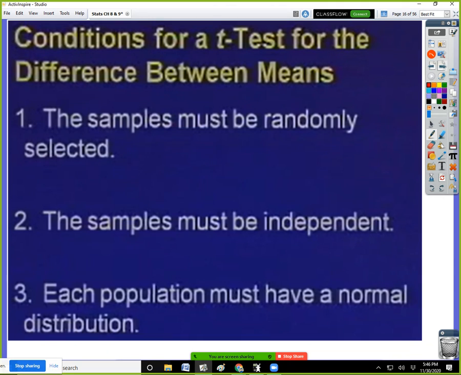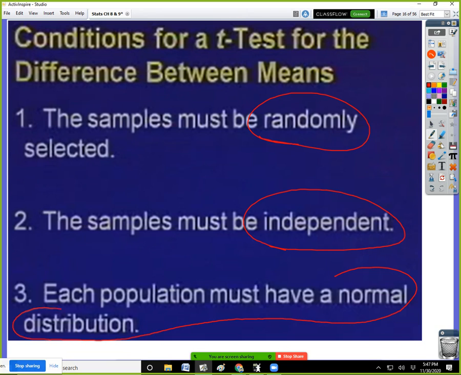Okay. So conditions for a t-test. Samples must be randomly selected, which they always are, right? Now, the samples must be independent, right? And each population must have a normal distribution. In other words, you pretty much need a sample size of 30, or they need to tell you that it has a normal distribution. One of the two, right? Usually they'll tell you, but just in case.